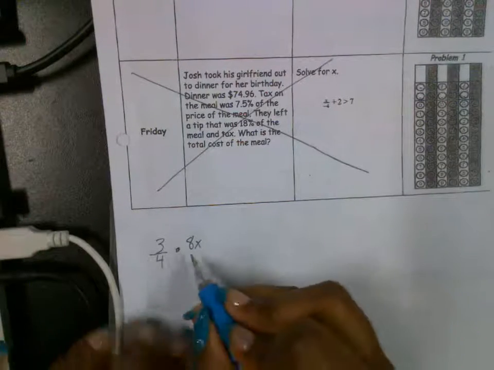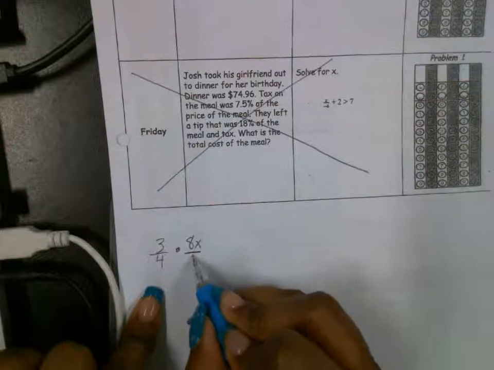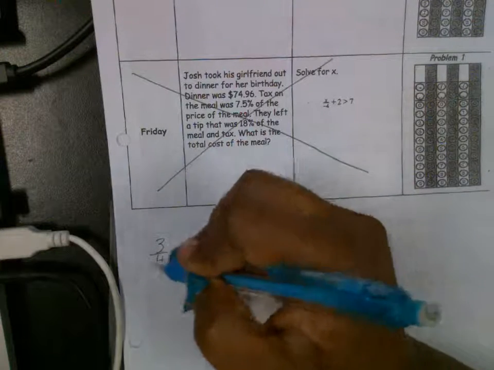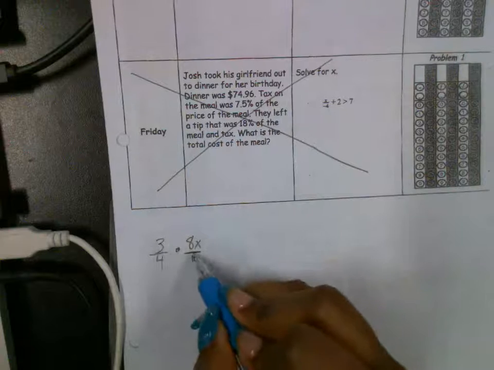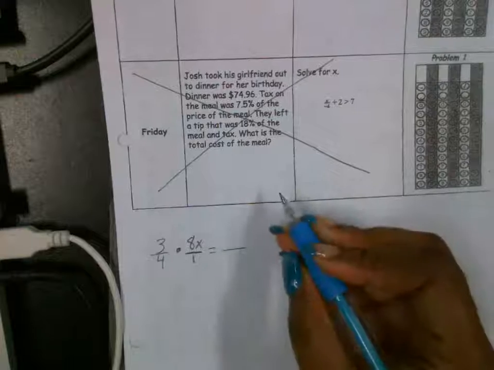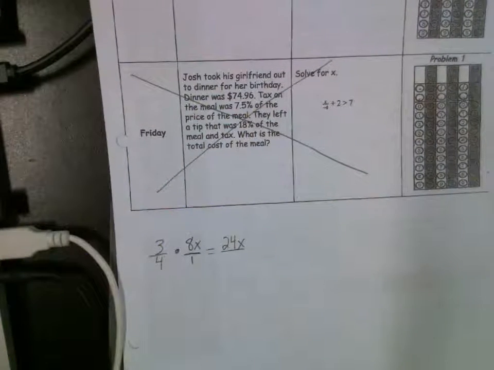The first thing you do when you multiply a fraction is you have to make the whole number into a fraction by putting a 1 under it. I'm going to do that first. Please follow what I'm doing. I'm putting a 1 under the 8x to make it into a fraction. So now I can multiply. Okay? So now I'm going to multiply straight across. So this is going to be 3 times 8x. What's 3 times 8x? 24. So we got 24x. Okay? 24x.